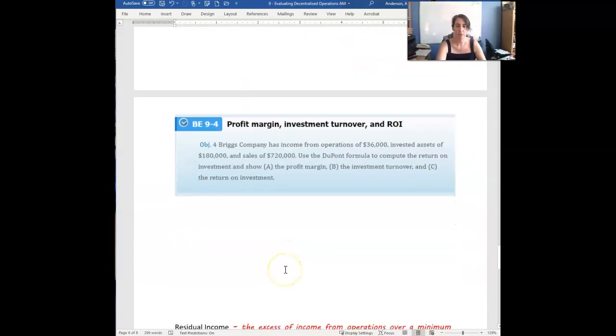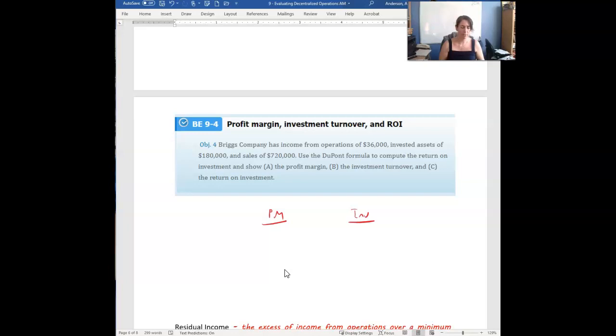Okay, so just a quick little example on how this works. Super easy. Briggs Company has income from operations of $36,000, invested assets of $180,000, right? And sales of $720,000. And they want you to break it into the profit margin piece and the investment turnover piece.